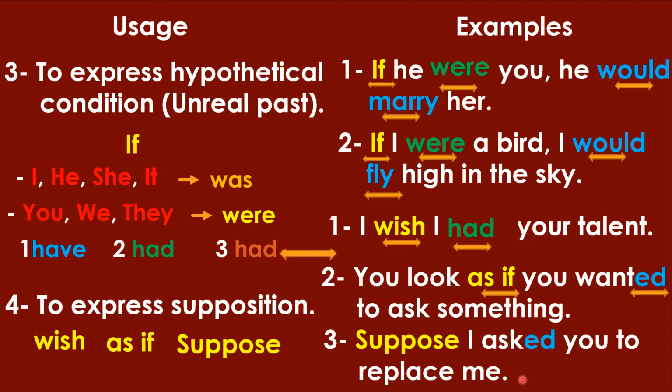Let's have a look at a third example. Suppose I ask you to replace me. افرض ان انا طلبت منك انك تحل محلي. I asked you to replace me. هنا here we use the past form of ask, which is asked. طبعا هنا استخدم الماضي البسيط من ask التصريف الثاني. ونطق طبعا ال ed هنا do you remember? We pronounce the ed as t. I asked you to replace me.